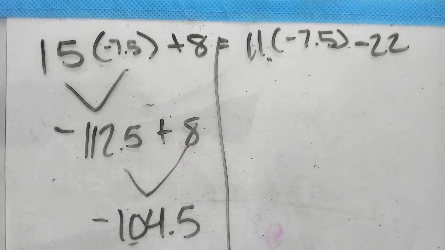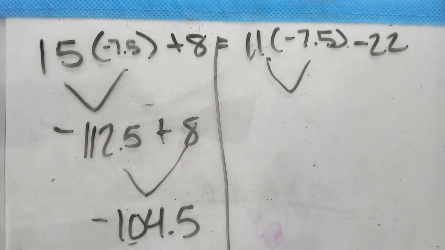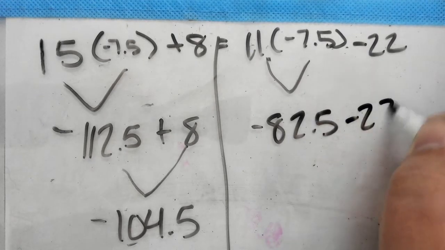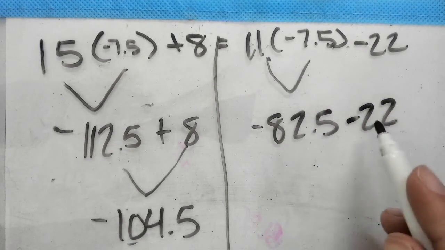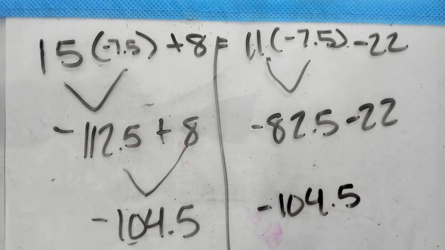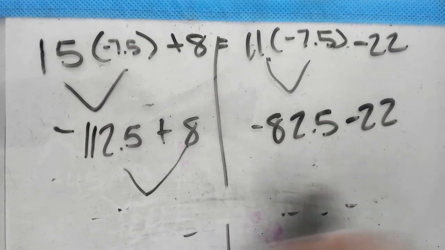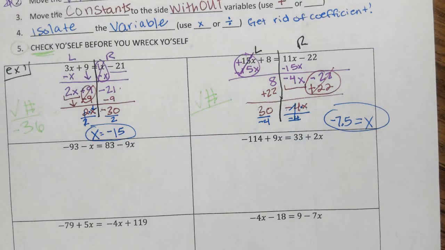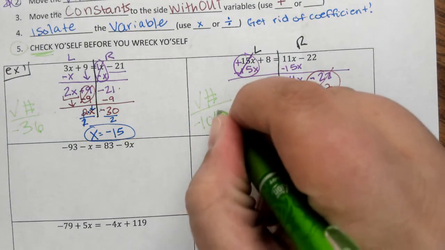On the right side, remember you have to multiply before you can subtract. Multiplying here, we get negative 82.5 minus 22. That is negative 104.5, which means we were correct, and the check number is negative 104.5. Check number was negative 104.5.